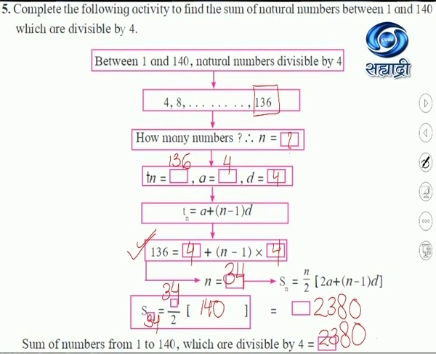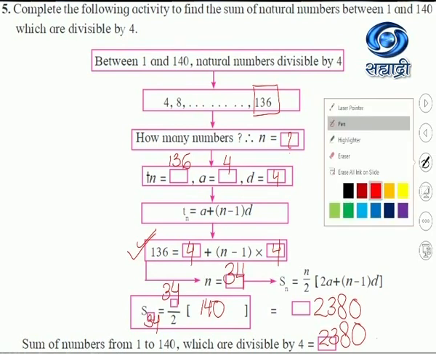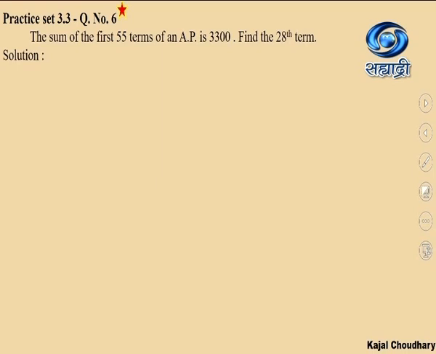The next concept I would like to introduce deals with the star marked questions of this exercise. That is another star mark, question number 6. The sum of the first 55 terms of an AP is 3300. Find the 28th term. We have been provided with the sum of 55 terms, that is S55 is given. And what they want us to find is the 28th term, that is T28. So S55 is 3300. Using this, we have to find certain values which can be used to find the 28th term of the AP.